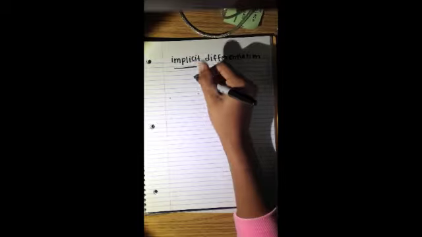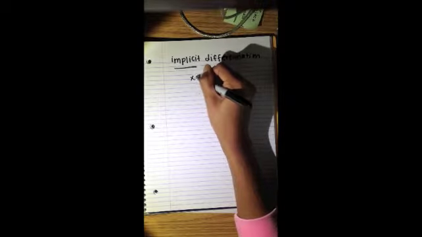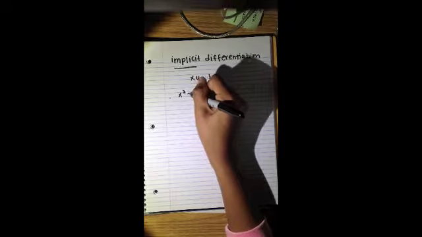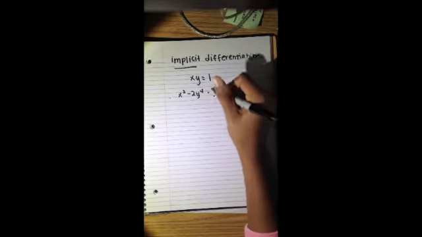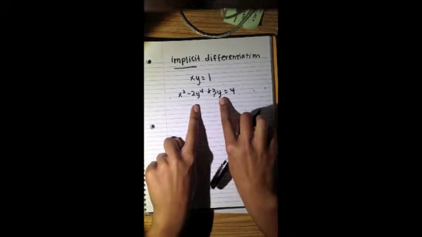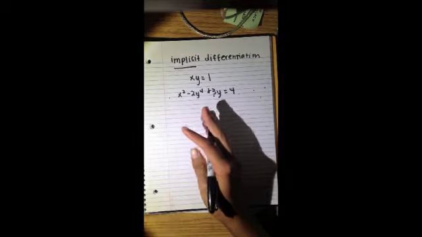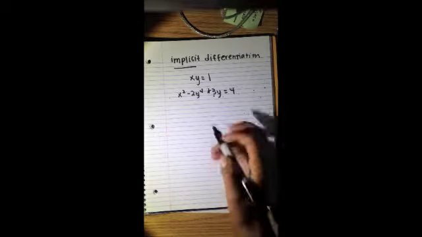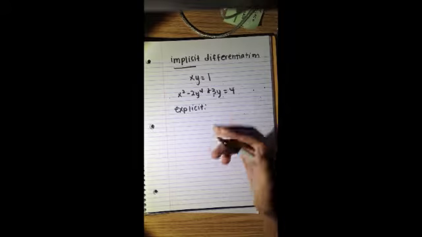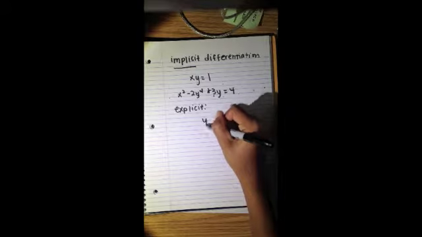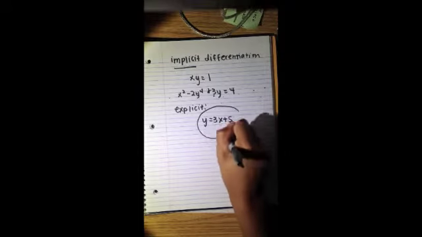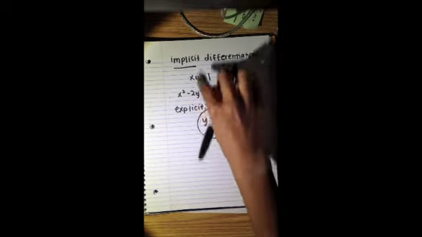An example of functions that are in implicit form are xy equals 1 or x squared minus 2y to the fourth plus 3y equals 4. Basically, both variables are on one side of the equation. It's not something that's explicit. An example of an explicit function is one of the more common functions that you've seen recently, like y equals 3x plus 5. These kinds of functions you cannot use with implicit differentiation.